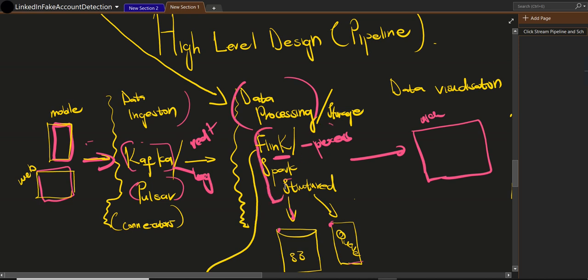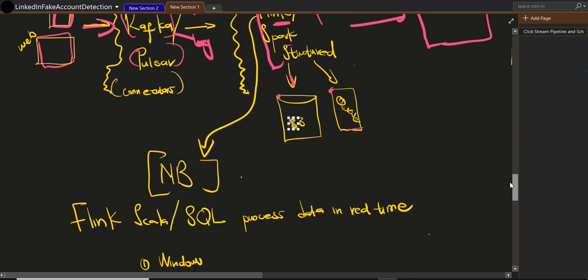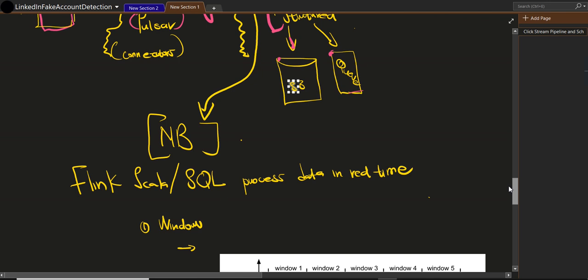There could be a lot of things that take care that happens there. But what I mean by processing, I'm talking about window operations. So I'm gonna introduce you guys to window operations. Flink allows us to write SQL, write code in Spark, and process data in real time.